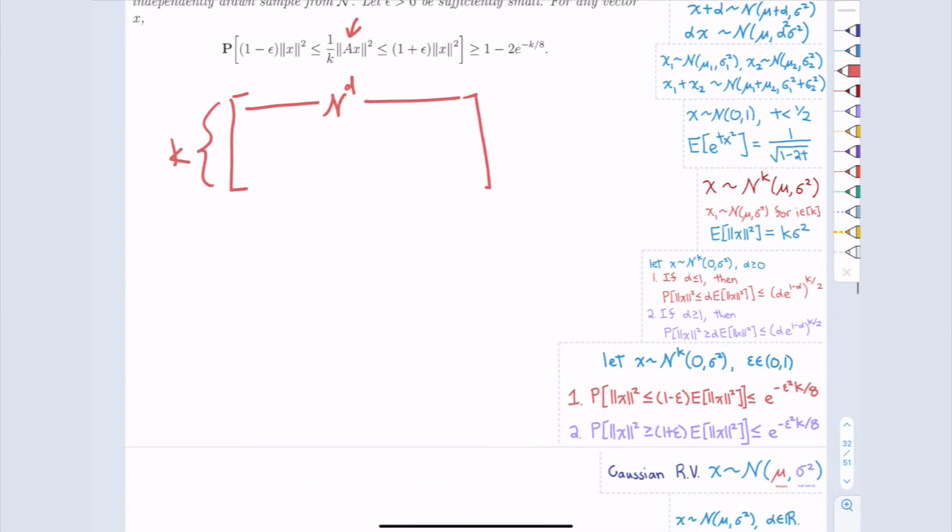As a baby step, we can ask ourselves, what is the expected length of AX? The 1 over square root k is just going to shrink it down. It's not a big deal. So A is full of Gaussian random variables with mean 0 and variance 1, and x is some given fixed vector. How should we break down the expected length of AX? Where can we start? You guys have already done this once.